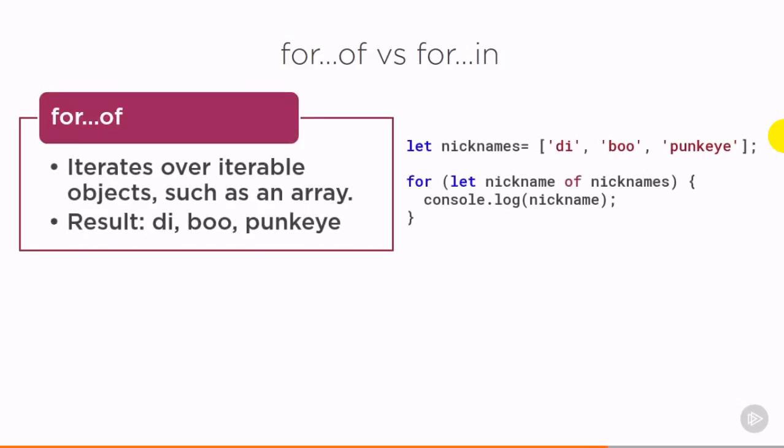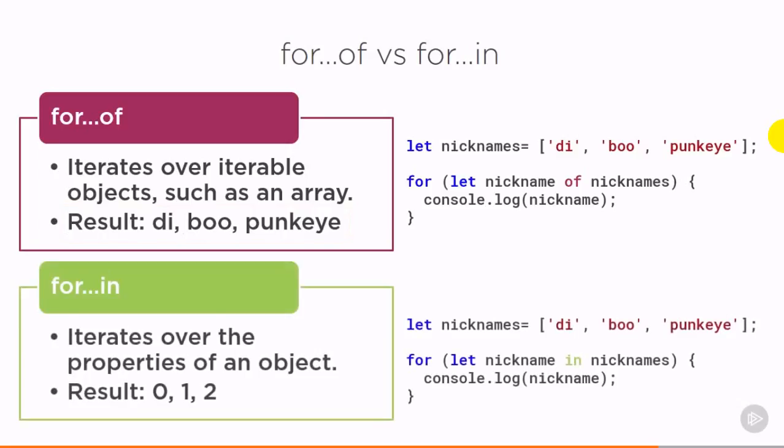The reasoning for this has to do with ES 2015 for loops. ES 2015 has both a for of loop and a for in loop. The for of loop is similar to a for each style loop. It iterates over an iterable object such as an array. For example, say we have an array of persons' nicknames. If we use for of to iterate over this list, we'll see each nickname logged to the console.